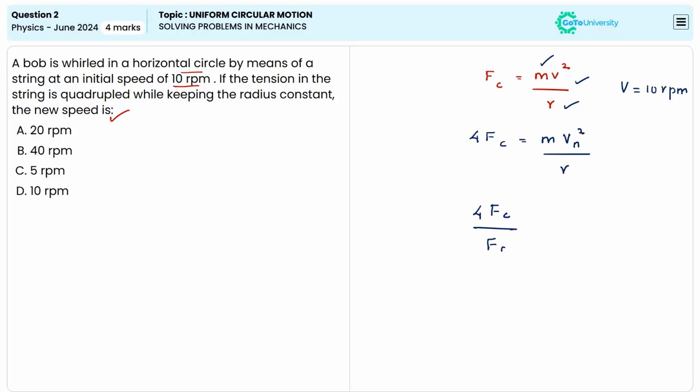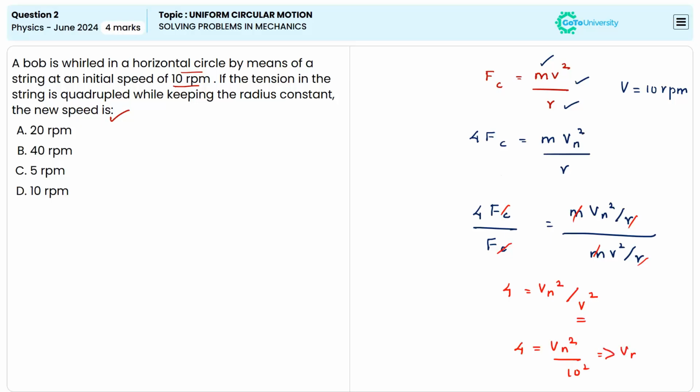4Fc divided by Fc will be equal to (mVn²/r) divided by (mv²/r). When we cancel the similar terms, we get the remaining terms as 4 = Vn²/V². We know the value of V, so we can write 4 = Vn²/10². When we simplify this, we can write Vn² = 4 times 10². So Vn will be equal to 2 times 10, which is equal to 20 rotations per minute.